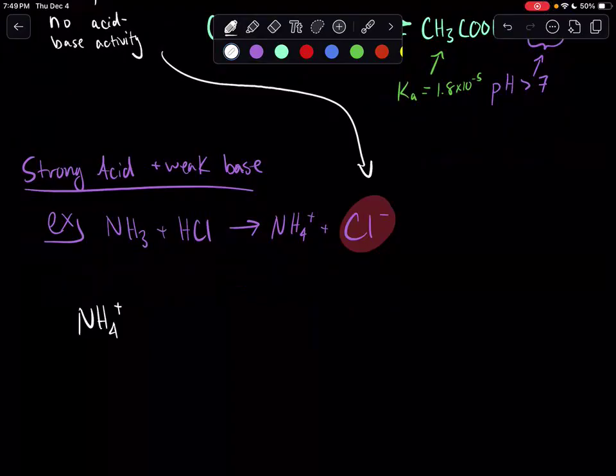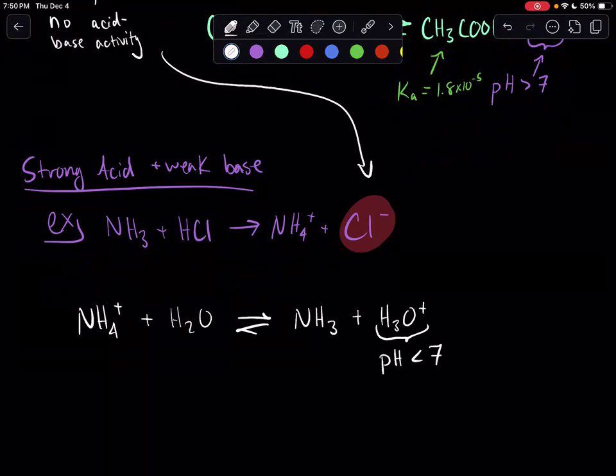When NH4 plus reacts with our water, it will donate the hydrogen it has to form ammonia again, NH3, and our hydronium ion, H3O plus. Because our hydronium ion is a product of this reaction and it is an equilibrium reaction, we will now realize that we have a pH of less than 7 because we've produced hydronium in solution.